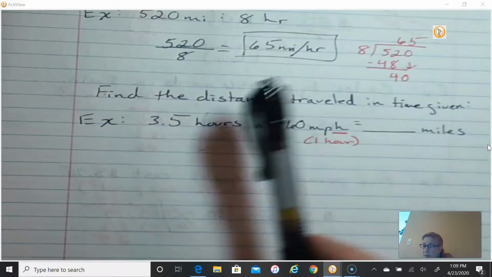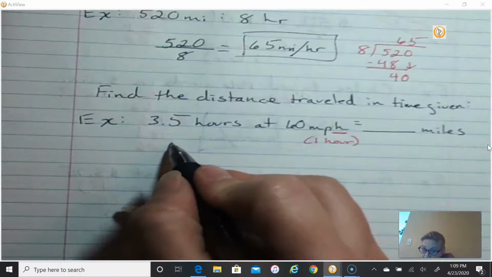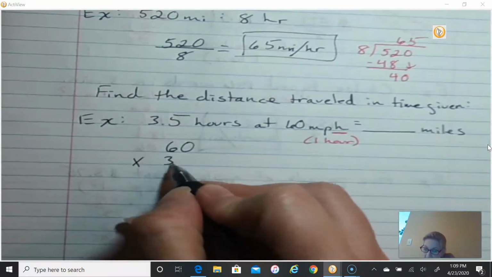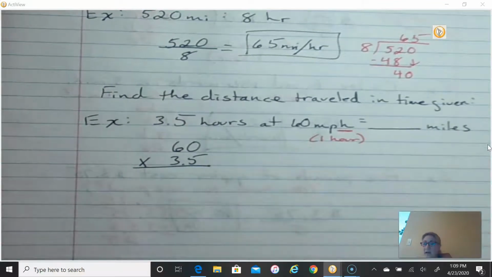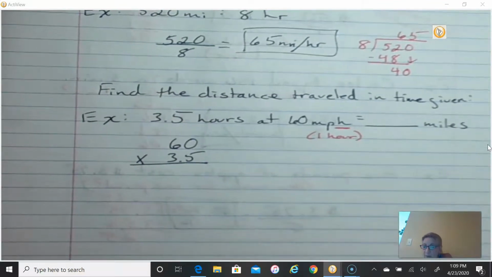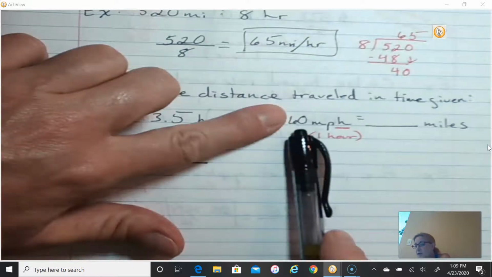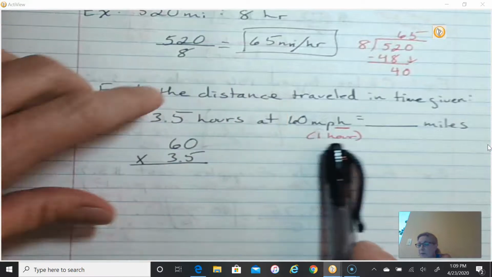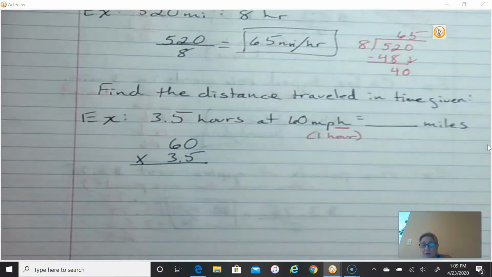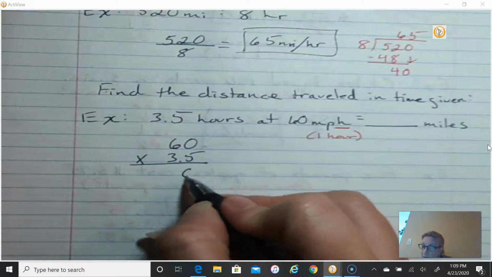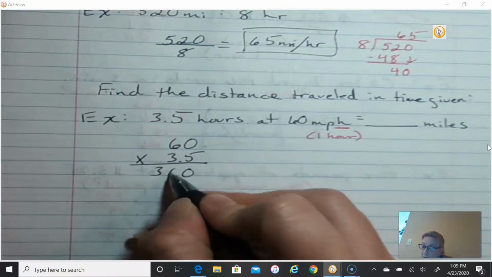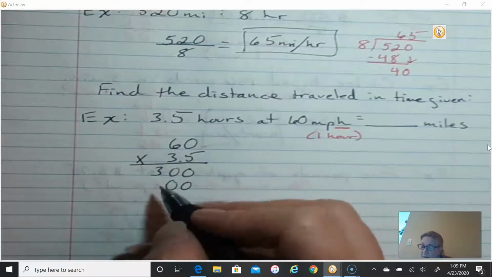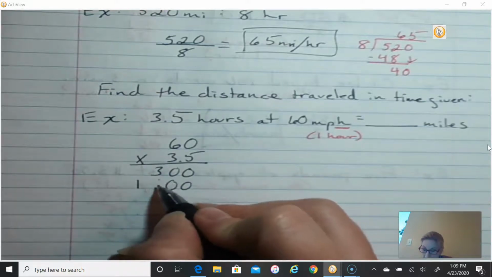So in this case, when they're talking about distance, we're going to be multiplying. So it's 60 times 3.5. We're not dividing this time. Again, because if you can go 60 miles per hour for 1 hour, how many miles in 3.5 hours? So we're multiplying. That's 0, that's 30, bring down my placeholder 0, that's 0, 6 times 3 is 18.